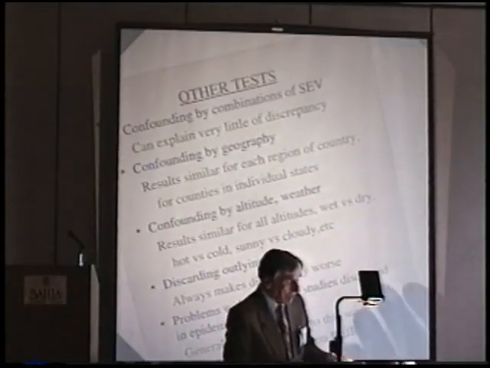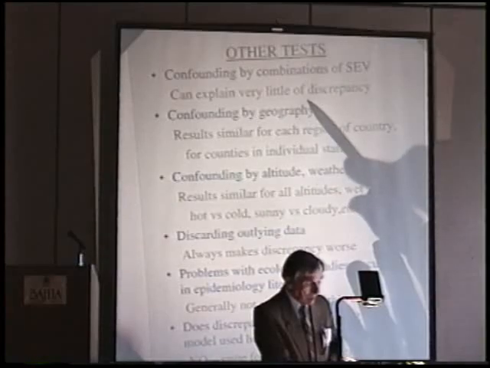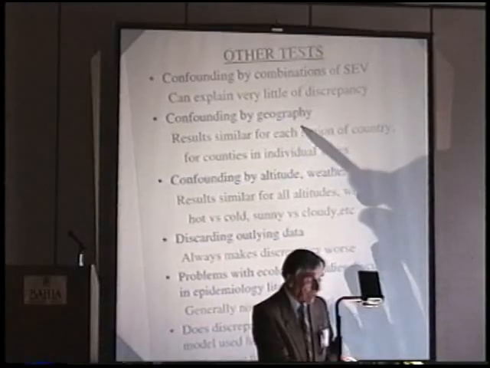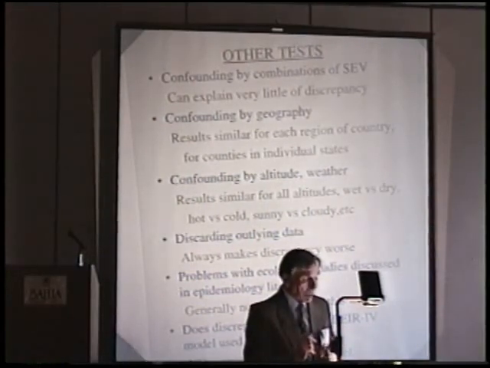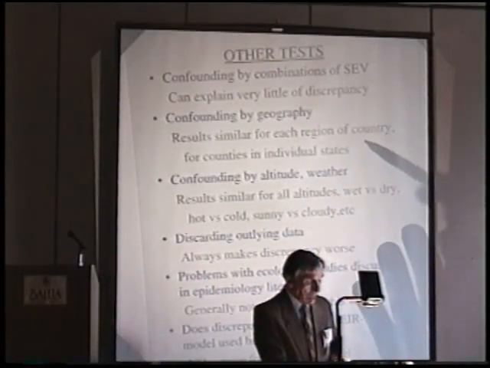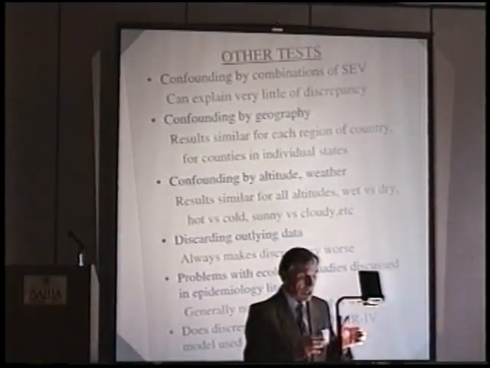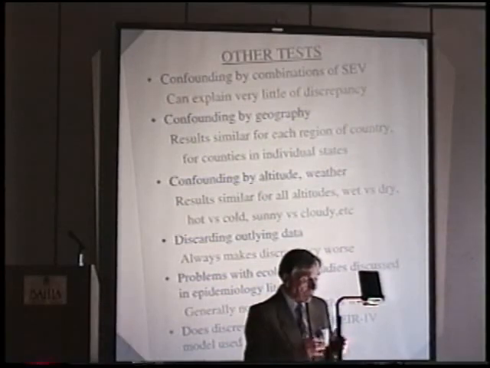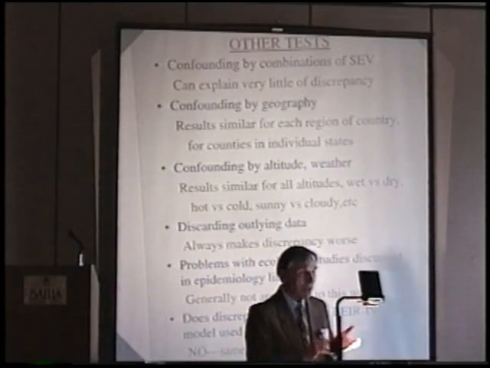Well, we did a lot of other tests, which I won't bore you with here. Confounding by combinations of socioeconomic variables can explain very little of our discrepancy, maybe 15% of our discrepancy, giving it everything. Confounding by geography, that is, if you just look at one part of the country at a time, do the whole study just for individual parts of the country. The results were very similar for each region of the country, and even if you go down to individual states, if you just look at the individual states and look at the lung cancer rate versus radon in that state, you generally get a negative correlation, and if you average this for all the states, you get something very close to what we got for the country as a whole. Of course, there's a lot more statistical variation if you only have 25 counties than if you have 1,600 counties.